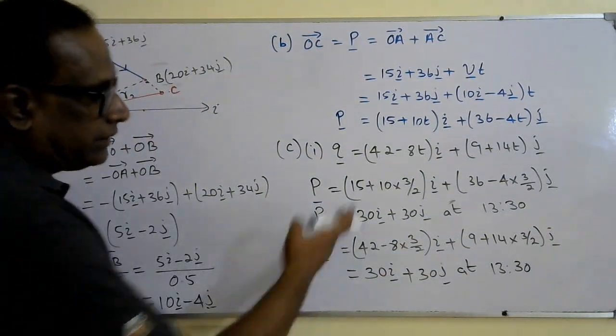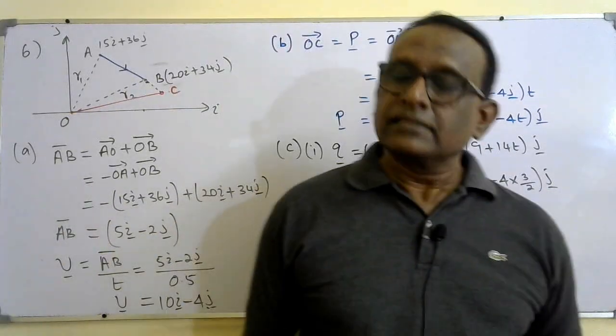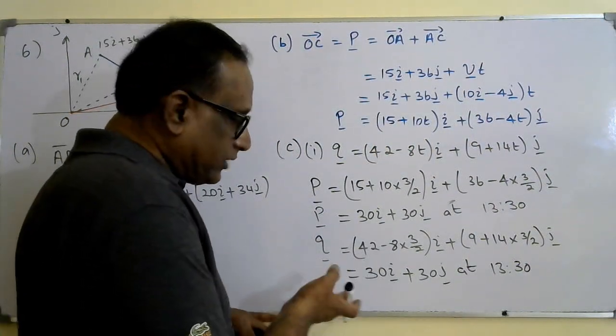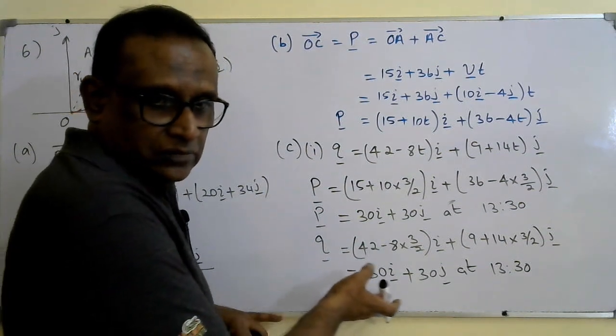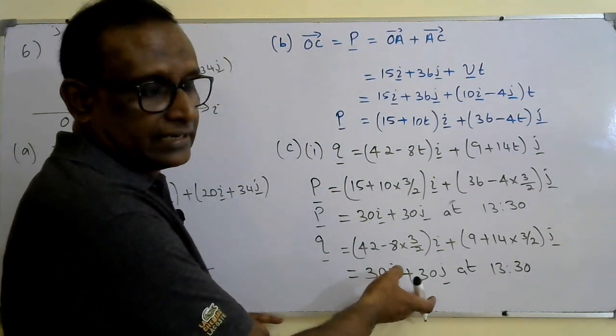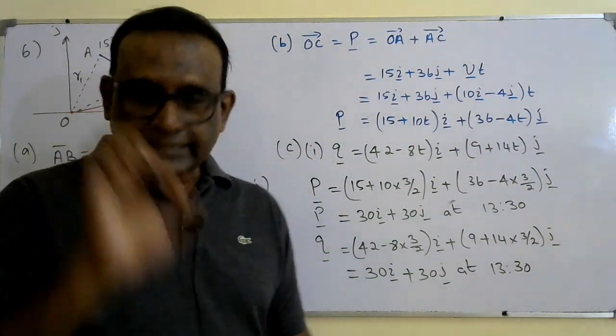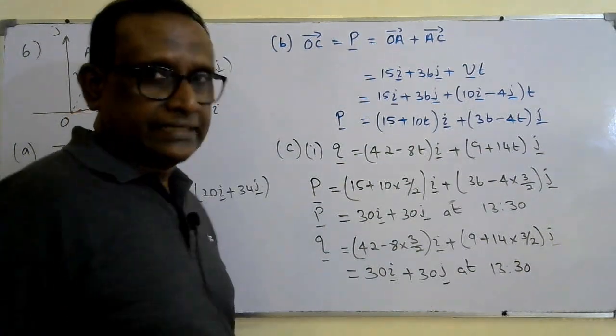So they are going to be at the same coordinate, they will collide. That's the answer, you should finally write. Since both have exactly the same coordinate, they will be at the same point at 1:30, they will collide.